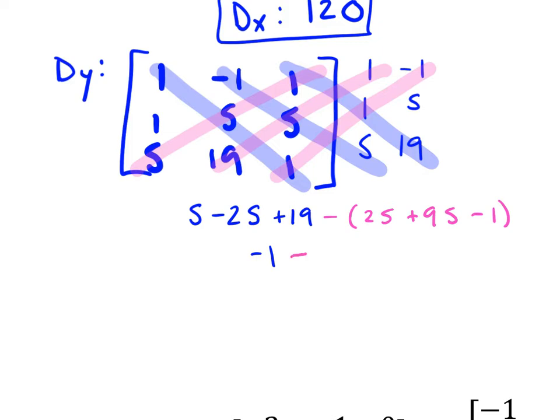So this is minus 119. What is negative 1 minus 119? Negative 120.